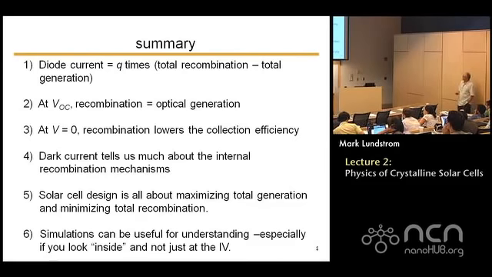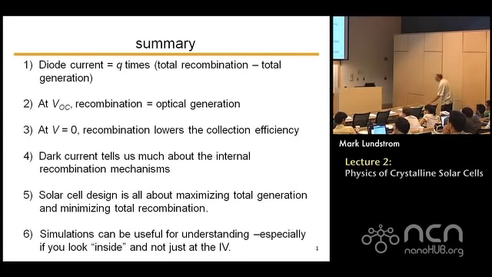If I have any recombination under short circuit conditions, that lowers the short circuit current, or the collection efficiency. When you can use superposition, then the dark current tells you an awful lot about what to expect under open circuit conditions. And as I mentioned, solar cell design is all about maximizing generation and minimizing recombination.